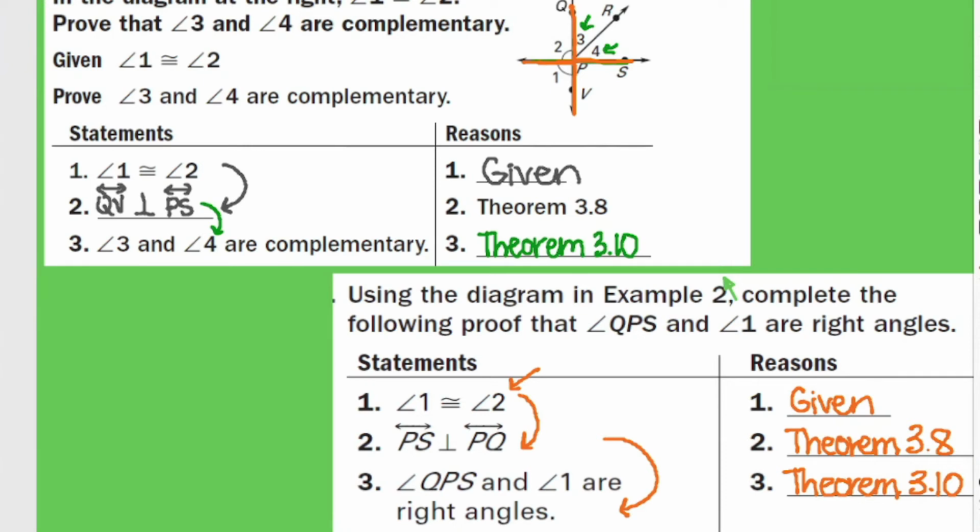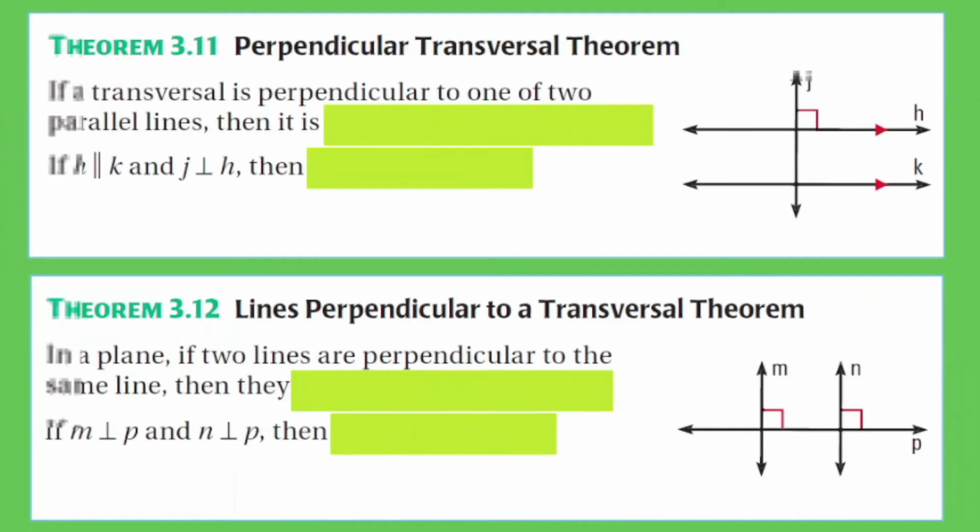Of course, I don't expect you to memorize these theorems. That's why I've already printed them on your reasons list. And the last 2, this one's called the perpendicular transversal theorem. It actually has a name. You can call it theorem 3.11 if you'd like.